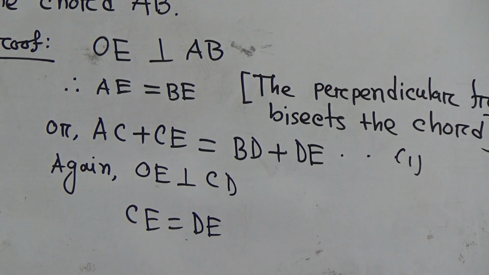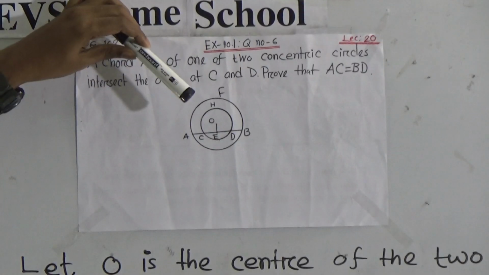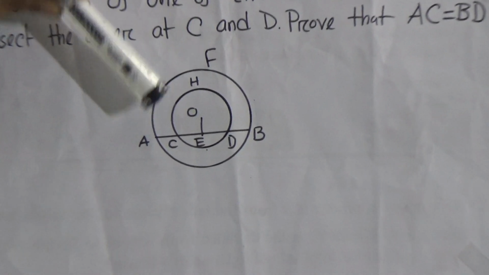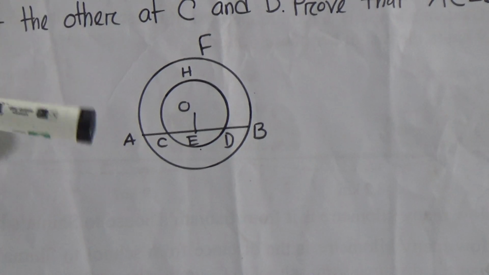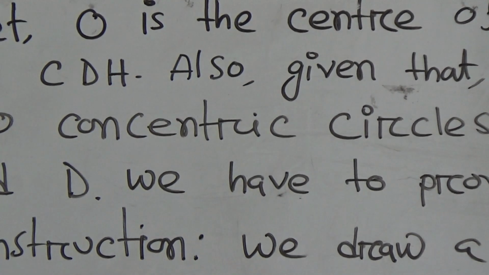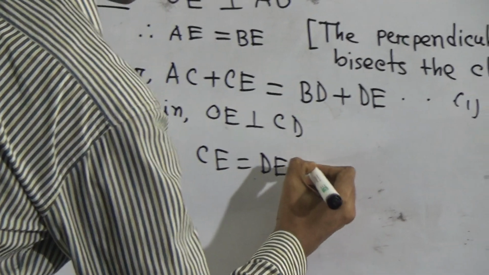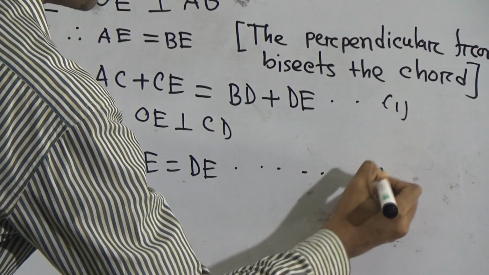Okay, dear student, now you see the figure. As OE is the perpendicular, and CD is the chord, so we can say CE equal to DE. Okay, now you see here the CE equal to DE. Okay, now write, this is the equation number 2.